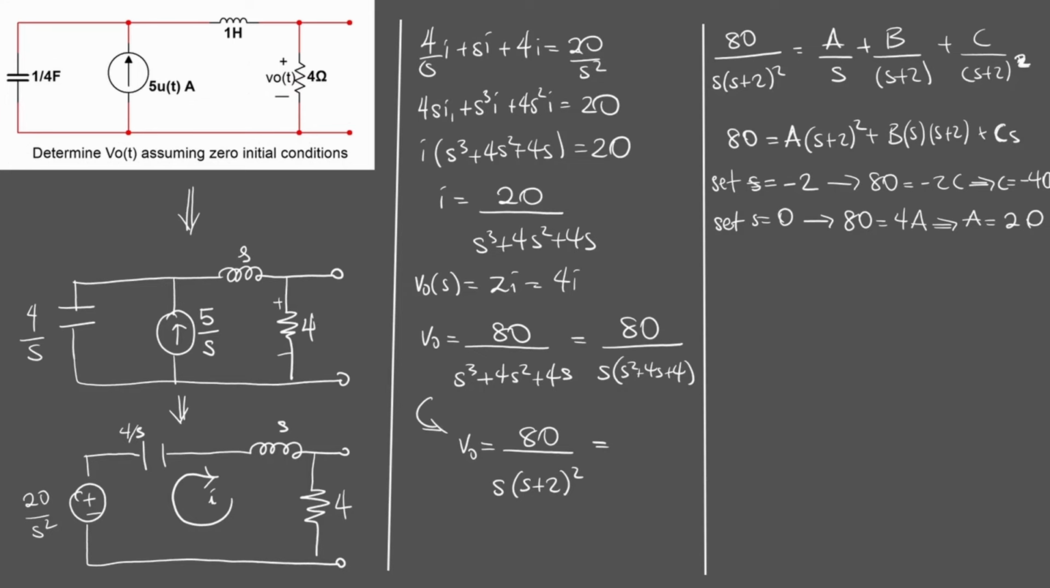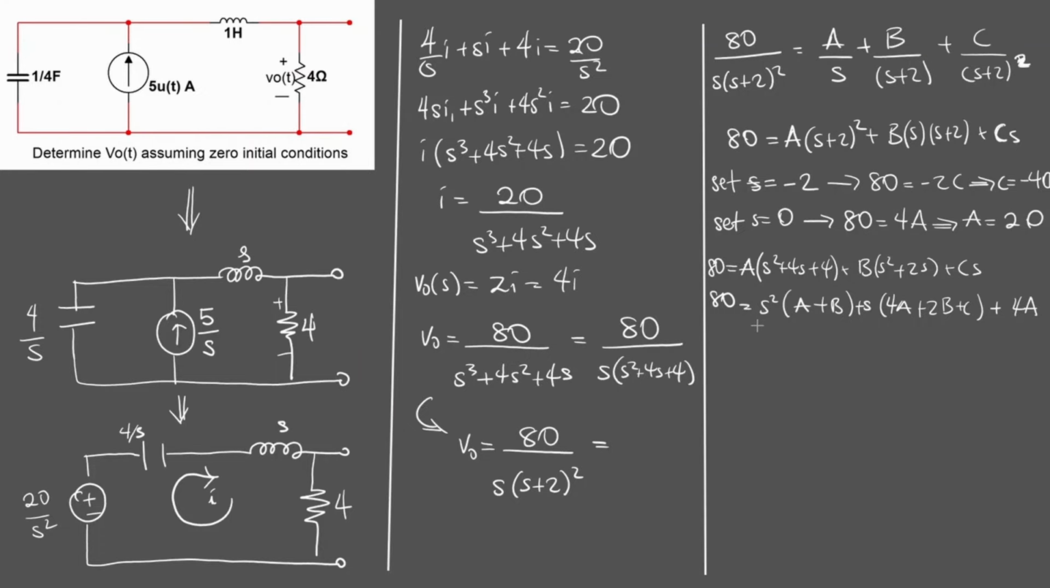We have 2 terms now. We're now going to need to expand so we can get the last term. So 80 is going to be equal to A(s squared plus 4s plus 4) plus B(s plus 2) plus Cs. Okay, I'm going to bring out the common terms. s squared is going to equal A plus B. s is going to be 4A plus 2B plus C. Then plus 4A is going to be 80. Simple and beautiful. What's the last term we don't have?